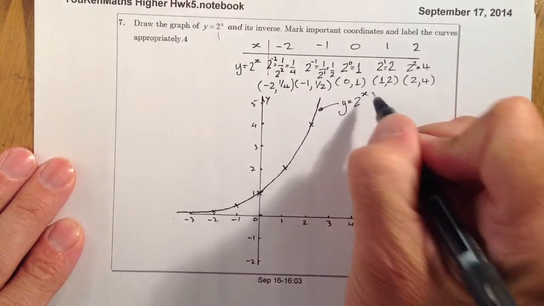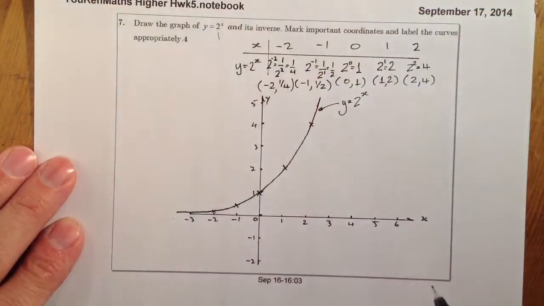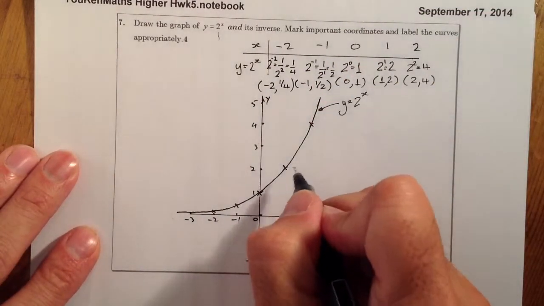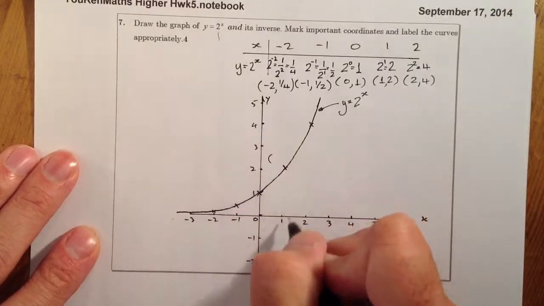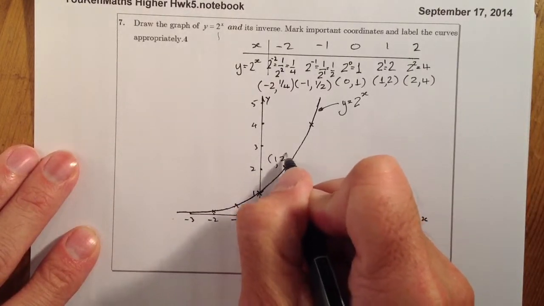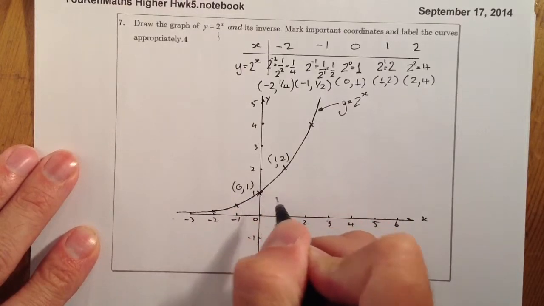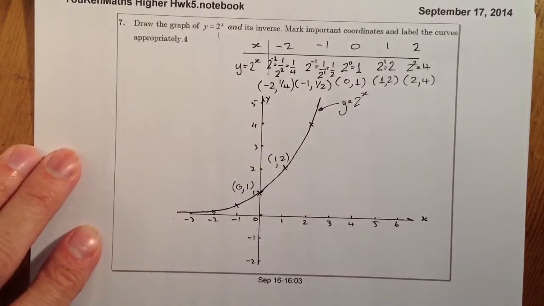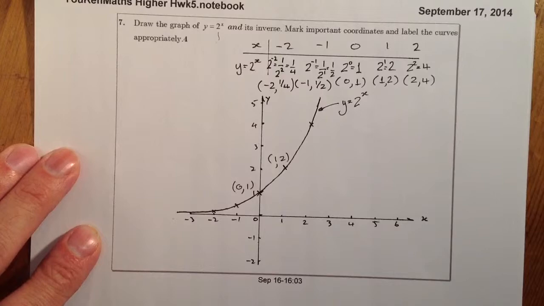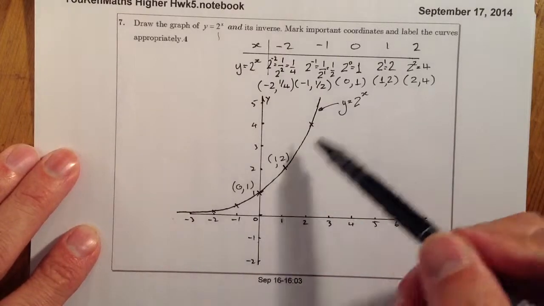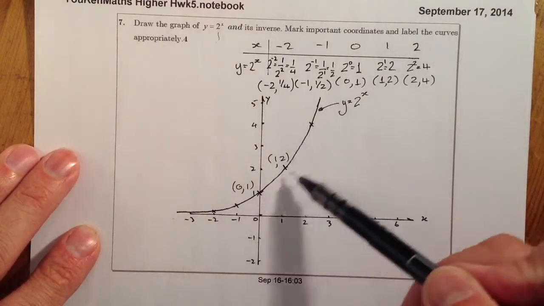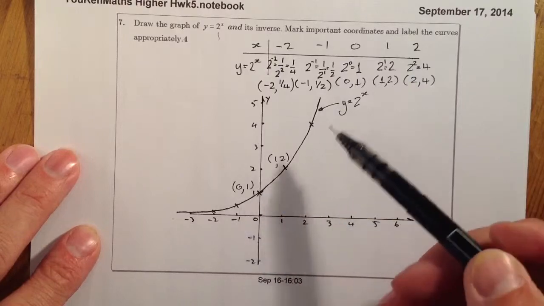So it's an exponential graph, an exponential growth, growing very, very quickly. This point here was one of my key ones. That was 1, 2. And this point here, 0, 1. That's the 2 points that I would be really needing to label on this diagram here. Right then, so that would be 2 marks I would expect for getting the shape of the graph correct and for labelling the coordinates correctly.